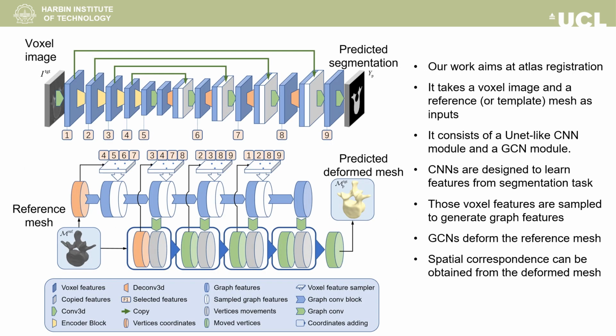The proposed network is trained to register an image to the reference mesh, or say template mesh. It consists of a UNet-like CNN module and a GCN mesh deformation module. CNNs are designed to learn features from the segmentation task. These voxel features are sampled with the mesh vertices to get the graph node features. Several GCN layers deform the mesh by predicting the displacements for each vertex. Therefore, the spatial correspondence can be obtained from the deformed mesh, which can be regarded as the surface points registration.